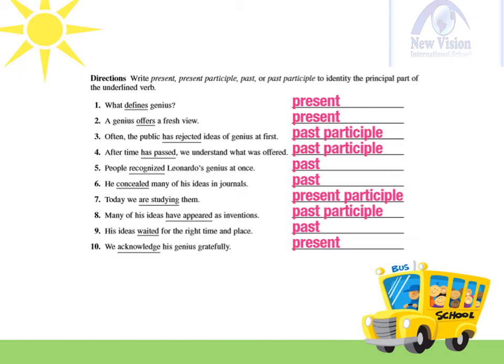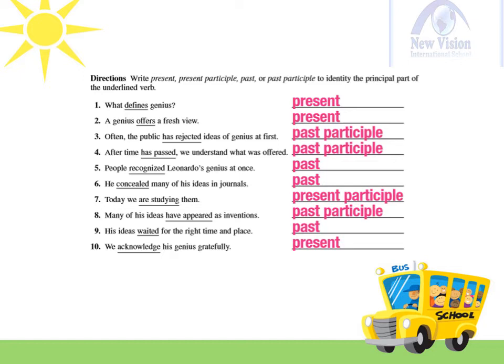Write present, present participle, past, or past participle to identify the principal parts of the underlined verb. Number 1. What defines genius? The underlined word is the word defines. Defines is in present tense. Number 2. A genius offers a fresh view. Underlined word, offers. Answer, present.